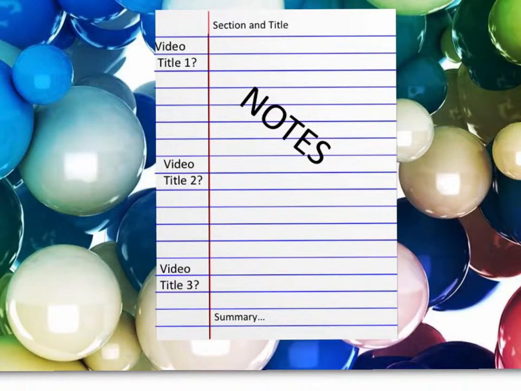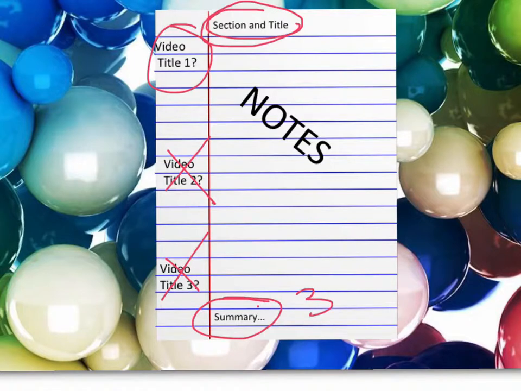Here's an example of how your notes should be set up to take notes from this video. There is no video titled 2 or 3, there's just the 1. Remember, there should be a section and title up top. You can get that from your outline or from the website. And then you have your summary that should be 3 to 4 sentences in length.